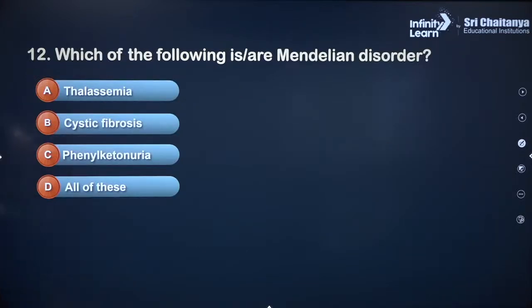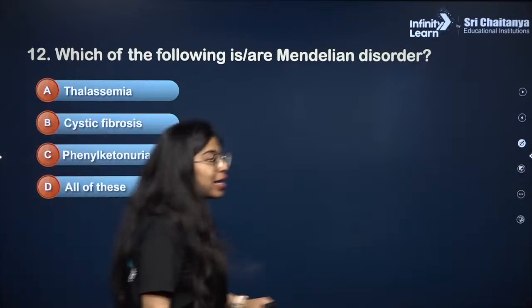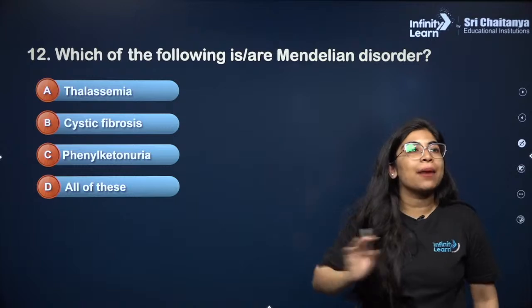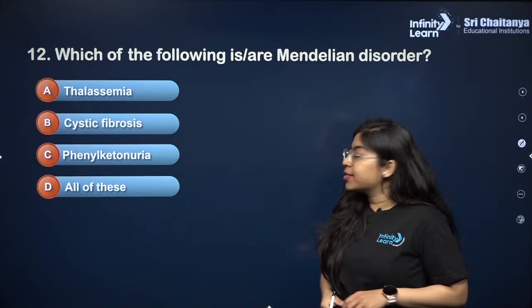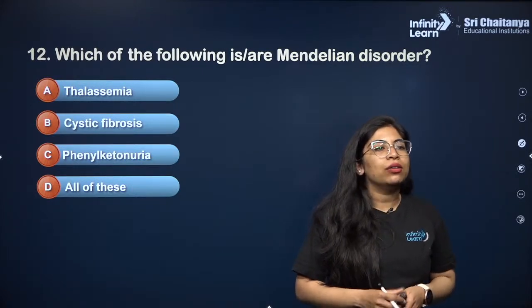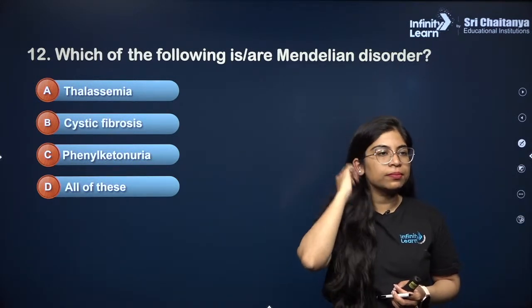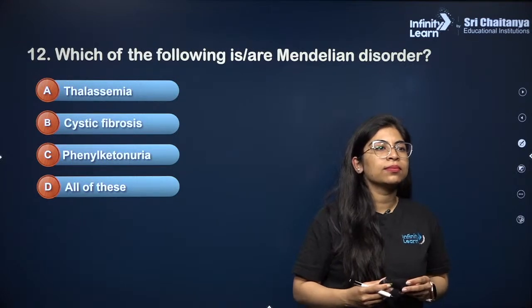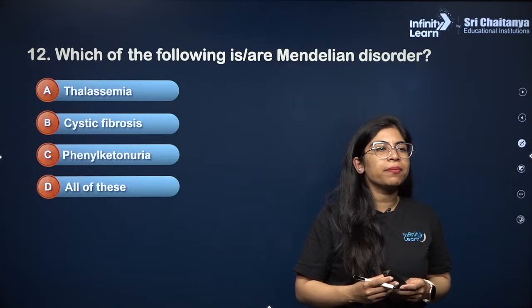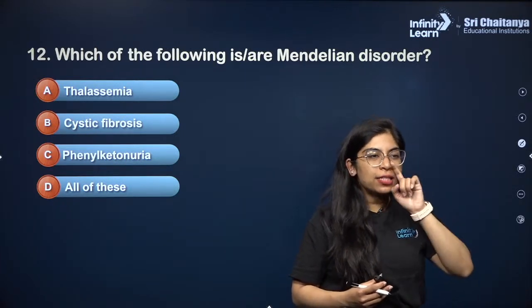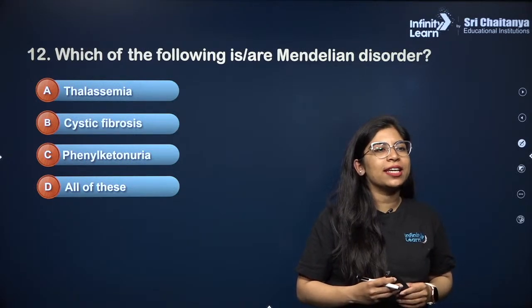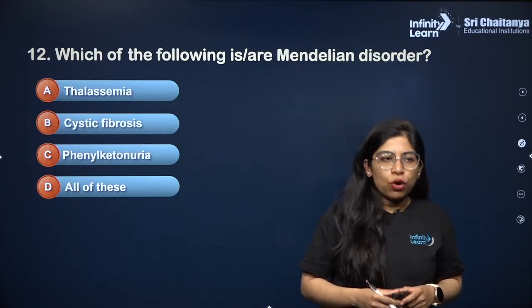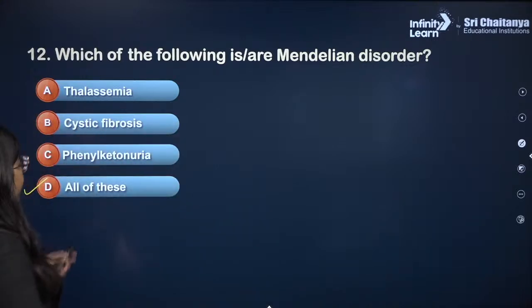We're moving to question number 12. Which of the following is or are Mendelian disorders? There's a list: thalassemia, cystic fibrosis, phenylketonuria. Which of these is or are Mendelian disorders, everyone? Answers here in the chat box very fast. Rahul, Mamtha, Paint with Aishwarya, what is it? Paint with Aishwarya says it is D, Rahul says it is D. Two of my students say it is D. What about others? Very good, Mamtha. It is D. All of them are Mendelian disorders. Very good, everyone.